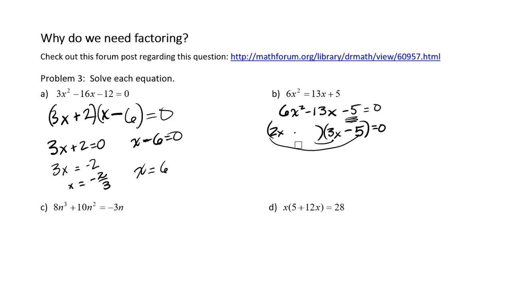So let's rearrange these again. Let's go with 5 and 1 in the other order. That would give me a negative 15 on the inside and a positive 2x on the outside. If I added those together, I'd get a negative 13x as my middle term. So we'll go with that set of binomials. Now I'll set my binomial factors equal to 0 and solve for x. x equals 5/2 and x equals negative 1/3.